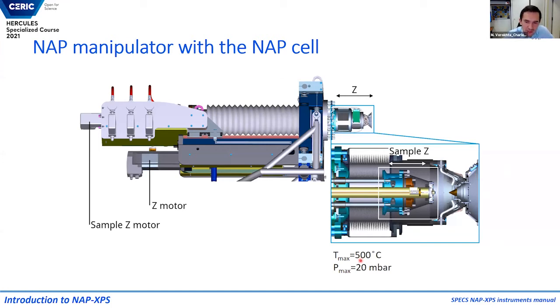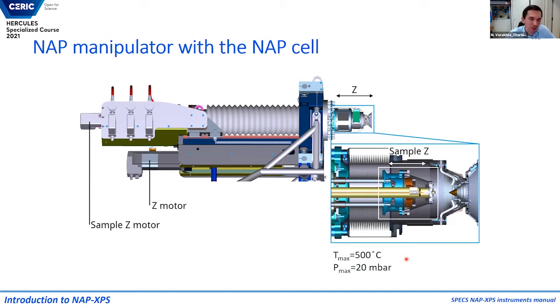So the sample can be heated up to 500 degrees C, and you can fill the cell with a maximum of 20 millibar of gas. This is enough for doing some catalytic reactions on the surface of your sample. Of course, as I said, 20 millibars is, I would say, a more commercial way of presenting NAP-XPS. Usually laboratory XPS works at 1-2 millibars, because higher gas pressure results in quite low signal and some other problems.